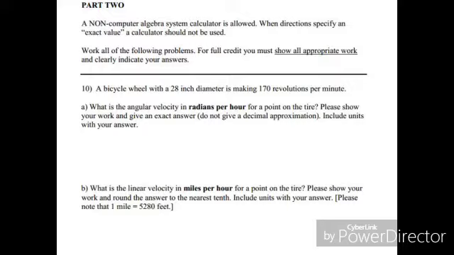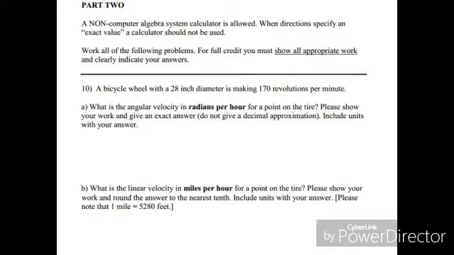We are now into part 2. At this point in time, you've delivered your final to whoever's proctoring your final, and they've given you the second part of the final. In this case, a non-computer algebra system calculator is allowed, so like the TI-84 or just scientific calculators. These are allowed. You have to show all of your work for full credit.